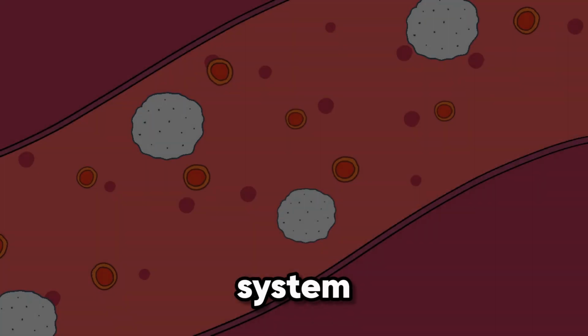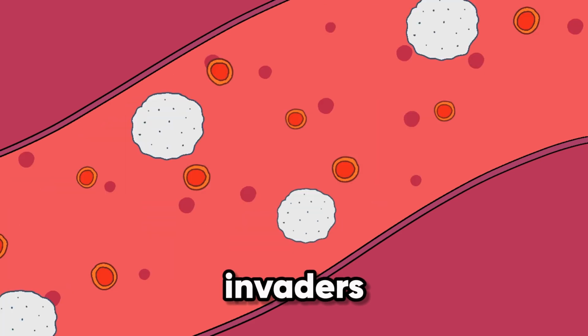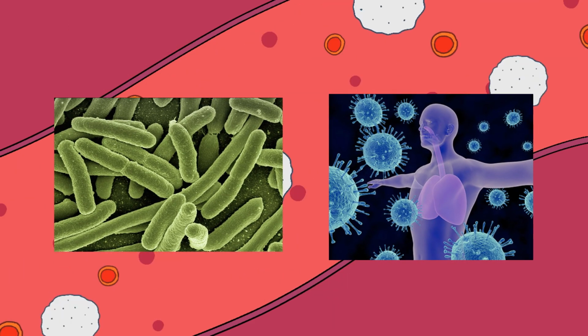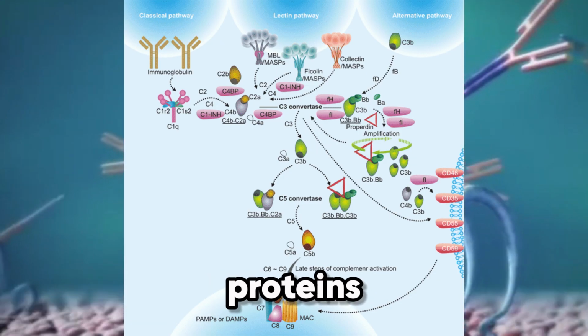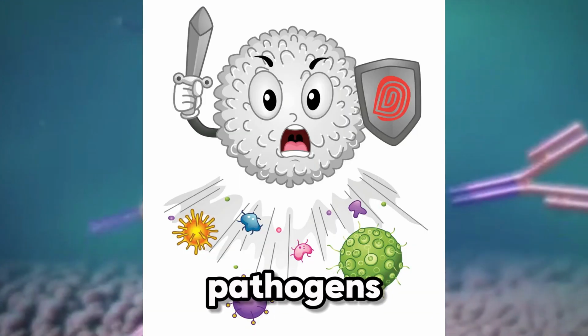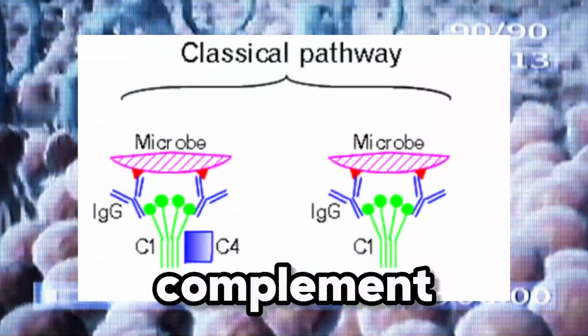The human immune system is an intricate defense mechanism that helps protect our bodies from harmful invaders like bacteria and viruses. A key part of this defense is the complement system, a series of proteins that work together to destroy pathogens. Today, we're going to explore one part of the system known as the classical complement pathway.